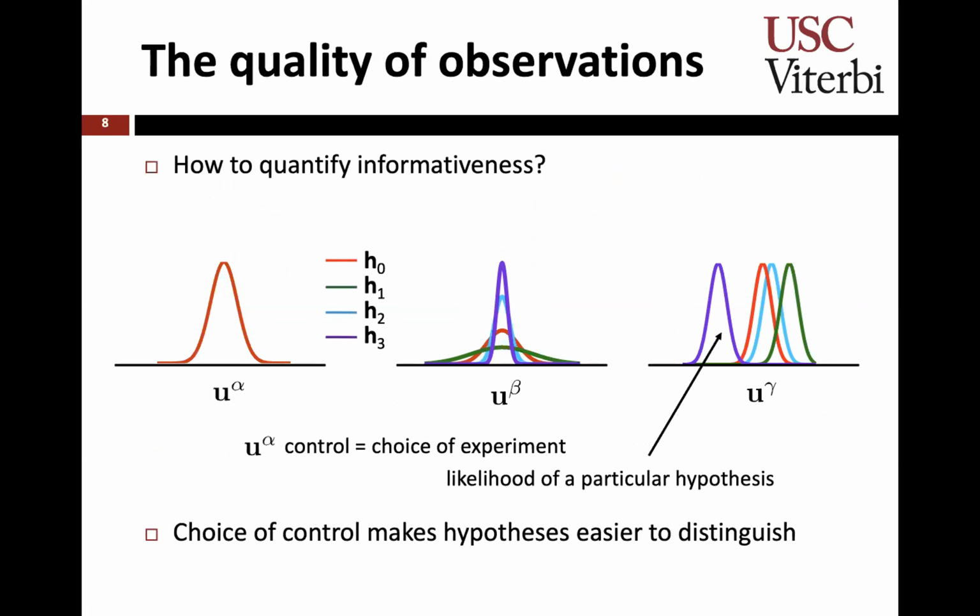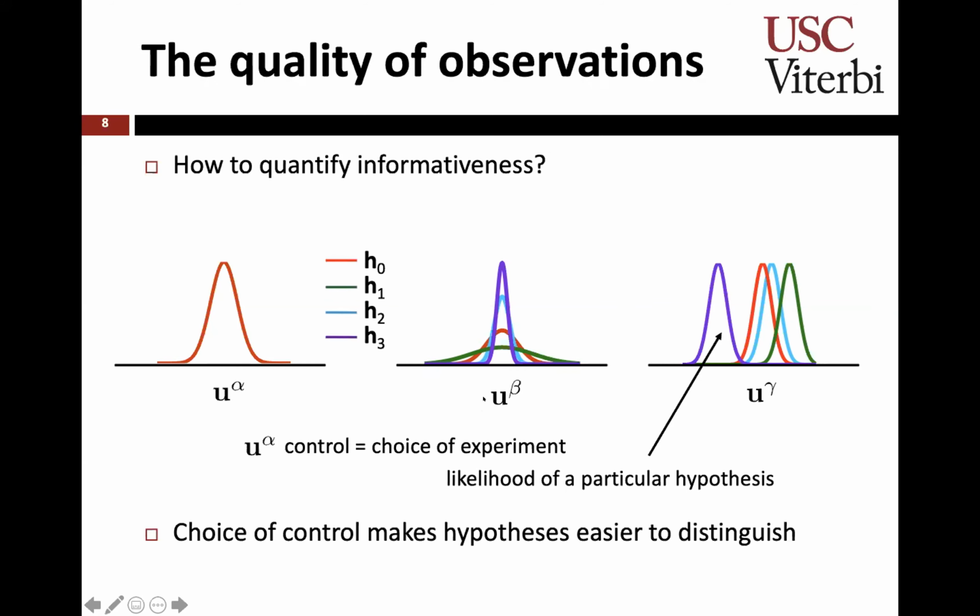So this brings us to the question of how do we assess how good an observation is? So this picture is aiming to elucidate that to some extent. So imagine that we have three different controls. I'm going to call them U. And I have a series of hypotheses that could be true. And depending on the control, the likelihood function or probability density function of each of these different hypotheses is going to differ. Now for this first control, every hypothesis has the exact same probability density function, which means that this control or this experiment mode is not very useful.